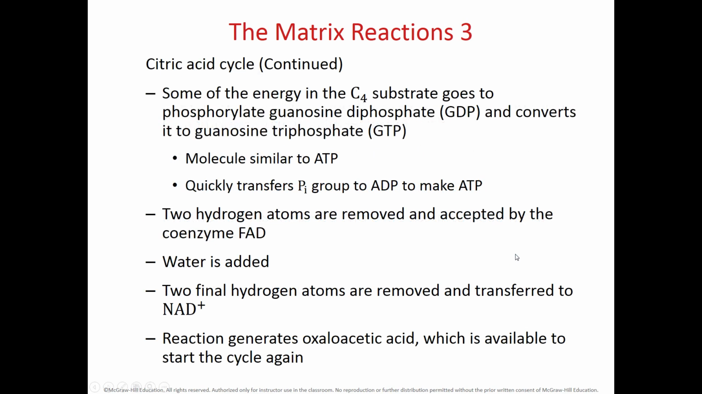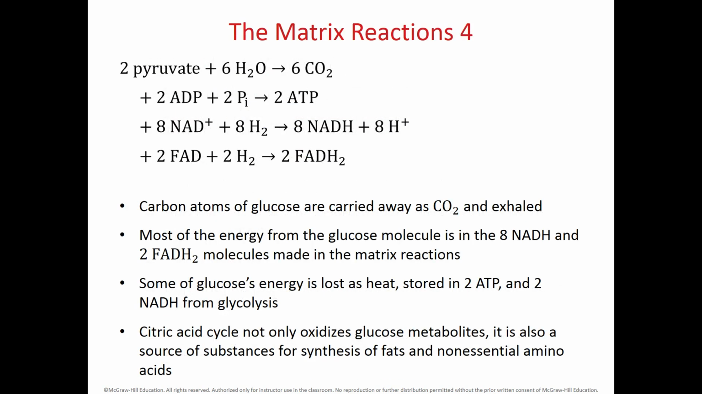I already mentioned this, so let's move on. So this is the final result of this citric acid cycle. When you have 2 pyruvates coming from the glycolysis, and then you add 6 waters, and then you enter this into the citric acid cycle, you end up with 6 carbon dioxide molecules, 2 ADPs, 2 inorganic phosphates, 2 ATPs, 8 NADH, 8 hydrogen ions, 2 FADs, 2 H, and then 2 FADH.